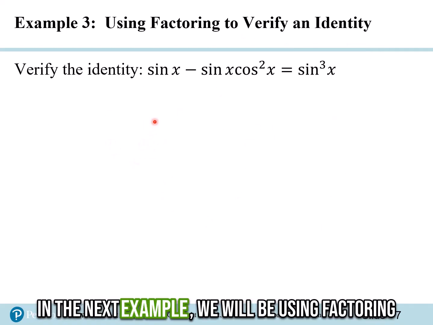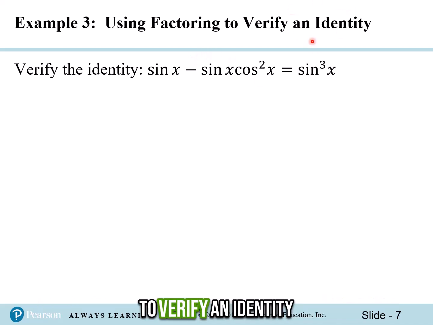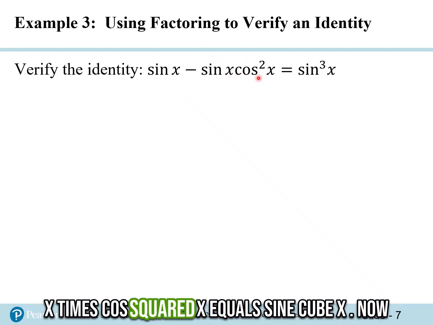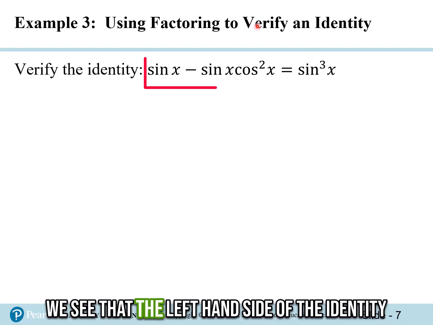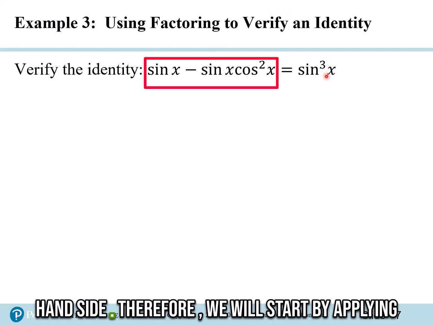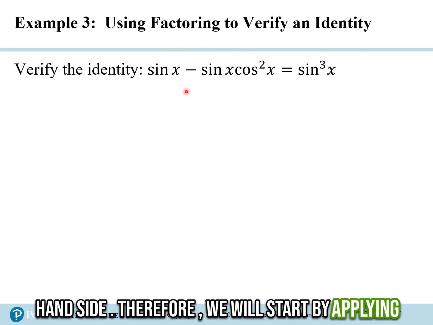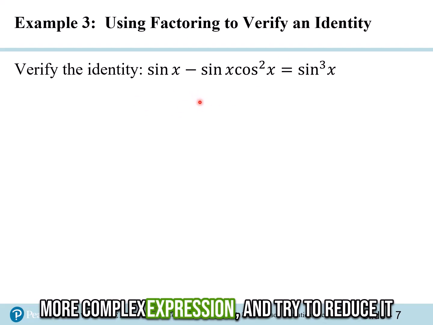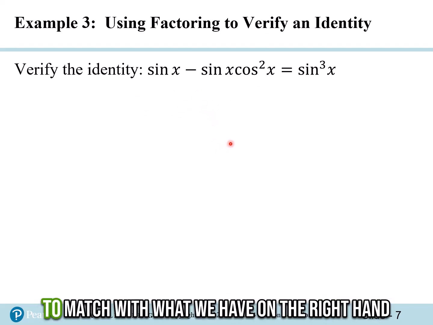In the next example, we will be using factoring to verify an identity. The identity given to us is sine of x minus sine of x times cos squared x equals sine cubed x. Now we see that the left-hand side of the identity has a more complex expression than the right-hand side. Therefore, we will start by applying the identities on the left-hand side, on the more complex expression, and try to reduce it to match with what we have on the right-hand side.